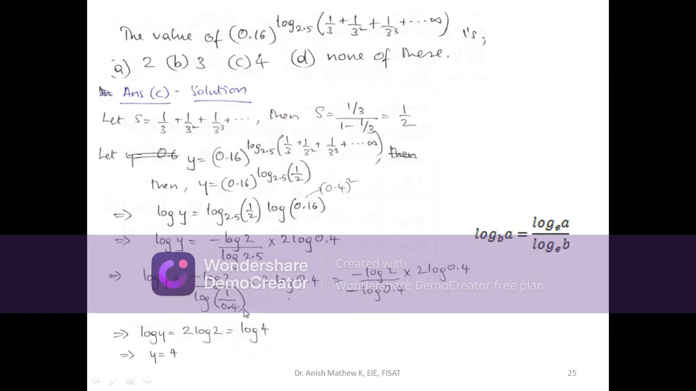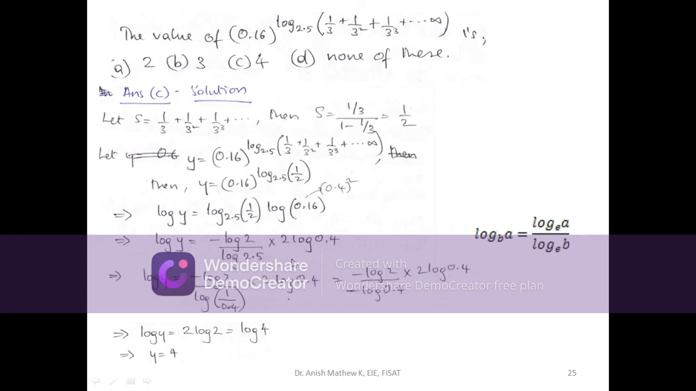So logarithm of y, that is the answer of this expression, equals 2 times logarithm of 2. Bringing this 2 inside, it will be logarithm of 2 square, that is equal to logarithm of 4. Taking anti-logarithm on both sides, you have y equal to 4. So that is option C.